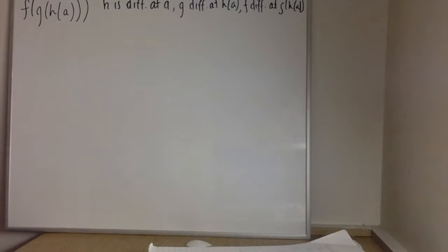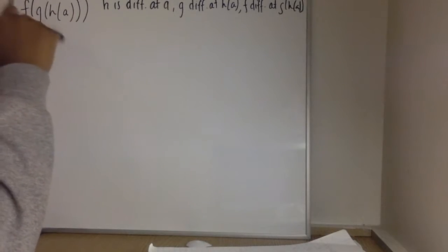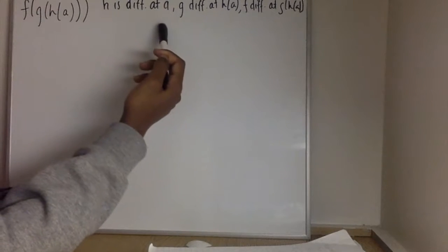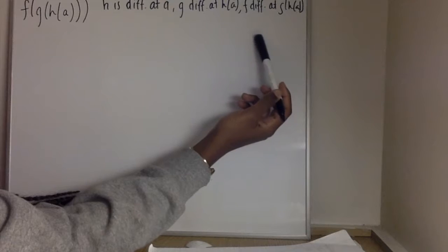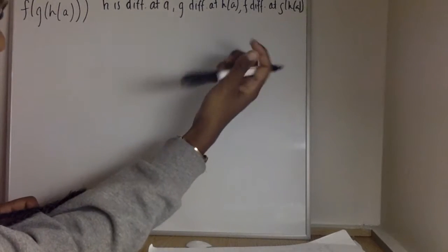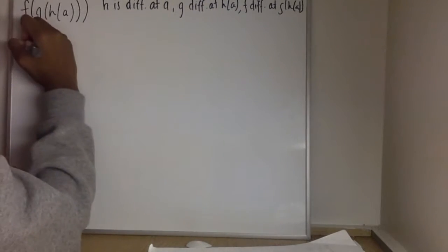And here we have been given three problems to solve dealing with derivatives. So first, we're using the chain rule to find the derivative of f of g of h of a, where h is differentiable at a, g is differentiable at h of a, and f is differentiable at g of h of a.